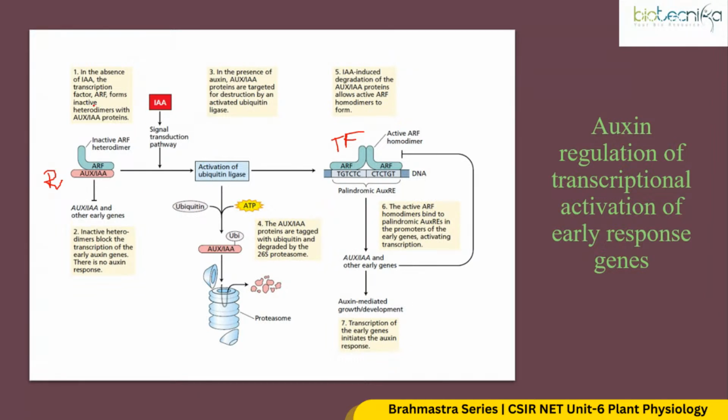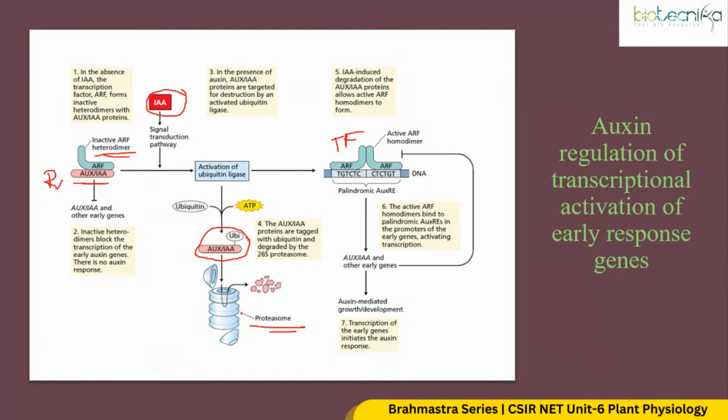So what happens is that in the absence of auxin, so IAA indicates auxin, right? In the absence of auxin, the repressor known as Aux/IAA binds to ARF. So we call it a heterodimer because two different molecules are bound. In that case, there is no gene transcription taking place. Now, when auxin binds to the corresponding receptor, the Aux/IAA, which is considered a repressor, will be targeted for proteasome-mediated degradation.